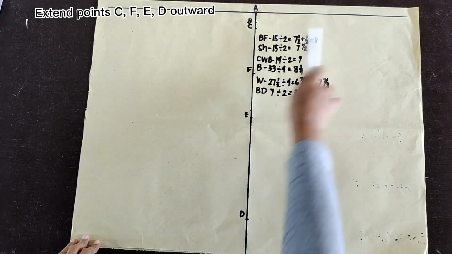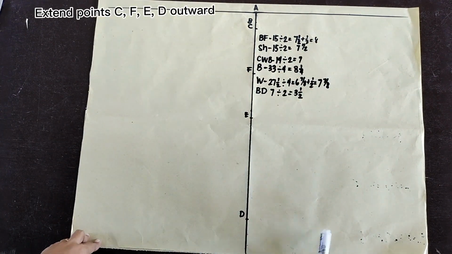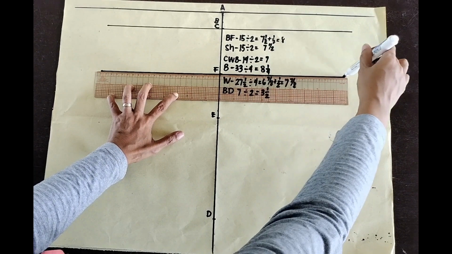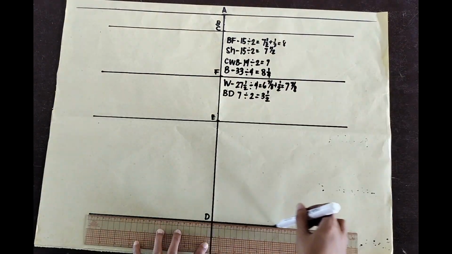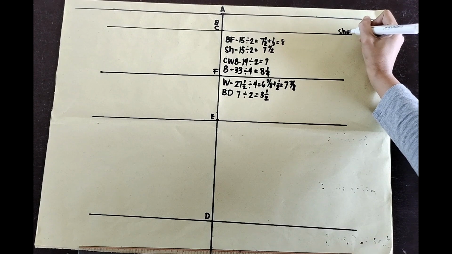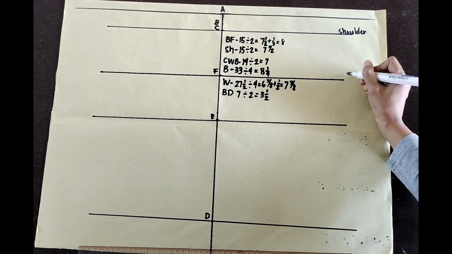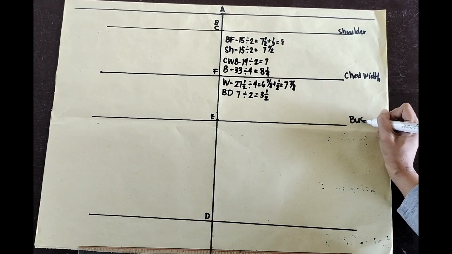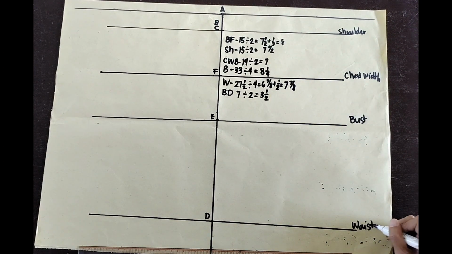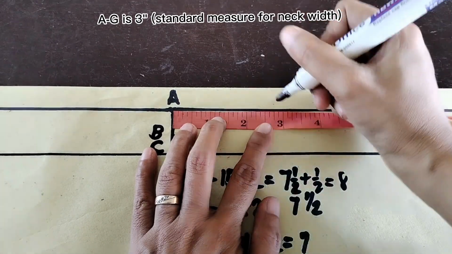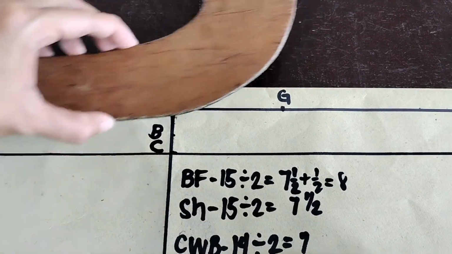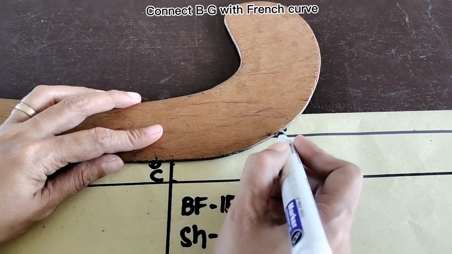Then extend points C, F, E, D outward with ruler. Line C is for the shoulder width, line F is for the chest width, line E is for the bust measure, and then line D is for the waist. A to G is 3 inches as standard measure for neck width. Then connect B and G with French curve.